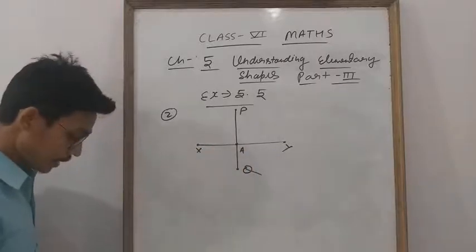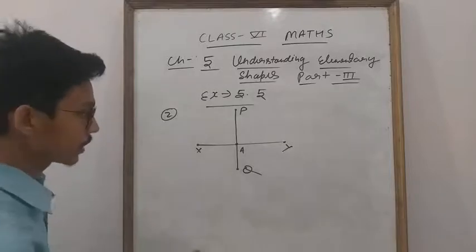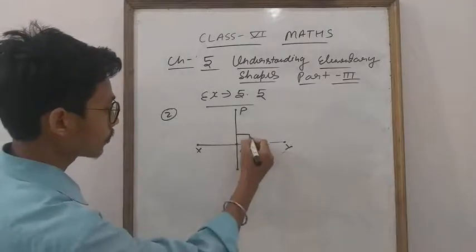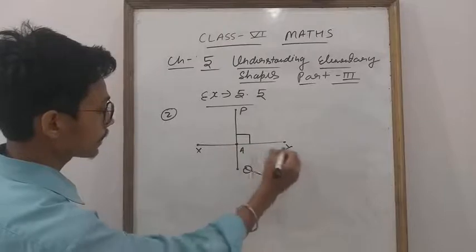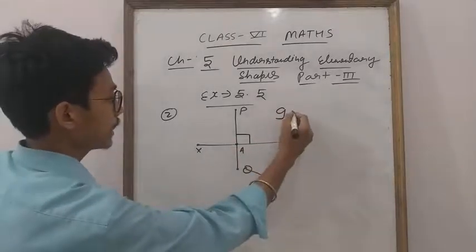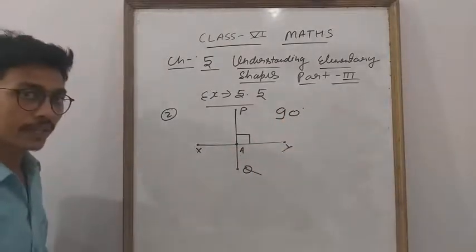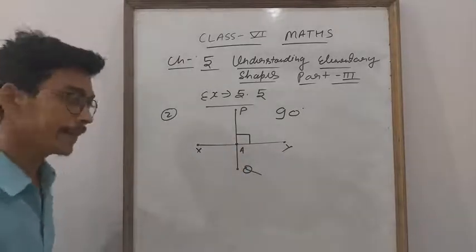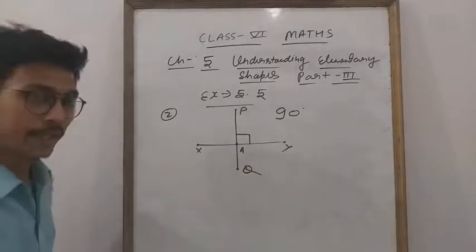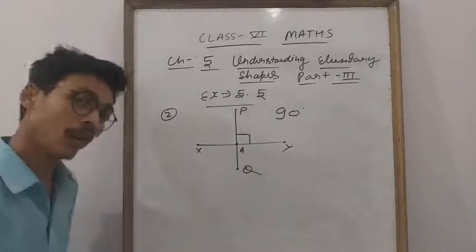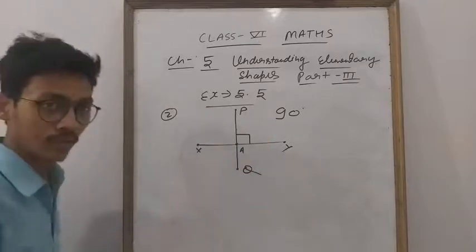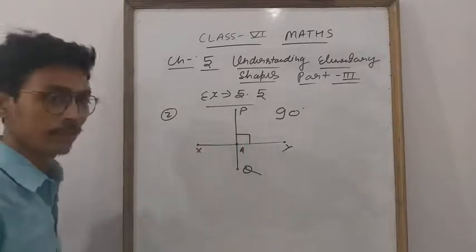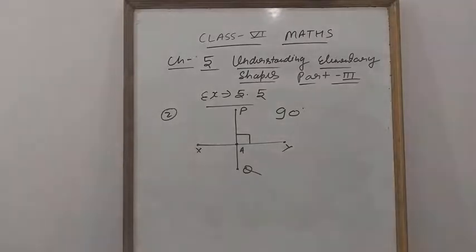Now it is given: what is the measure of PAY? So this is P, this is A, this is Y. What is given? 90 degrees. Okay everyone? PAY is 90 degrees. You will write down. If I want to know PAX, again 90 degrees. YAQ again 90 degrees. XAQ again 90 degrees. All are 90 degrees because they are perpendicular to each other. Perpendicular means lines making 90 degrees on each other. They are intersecting each other at 90 degrees. Clear everyone? So this is known as perpendicular.